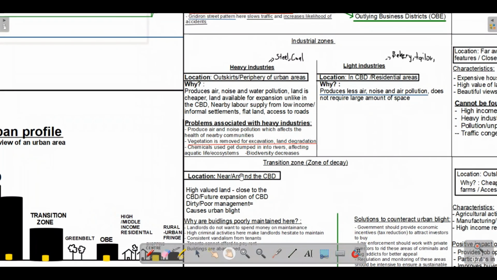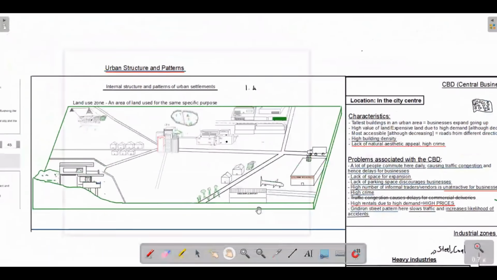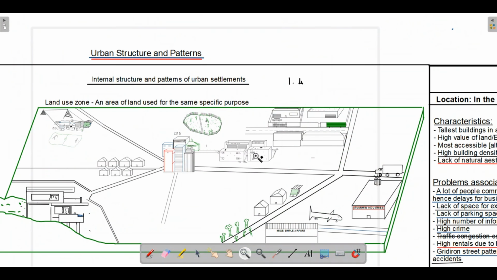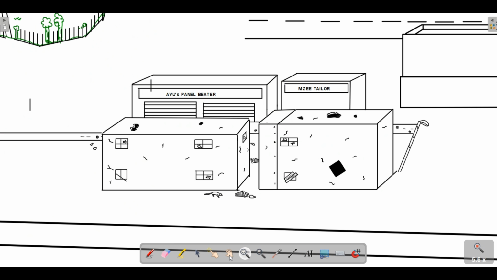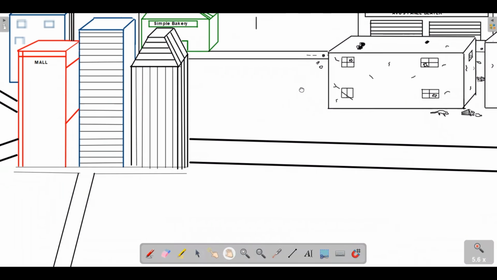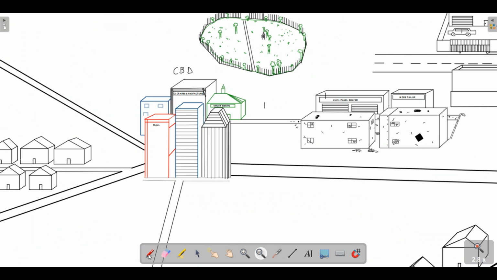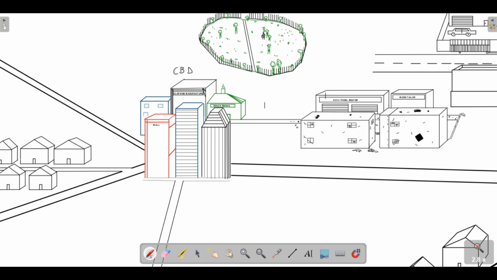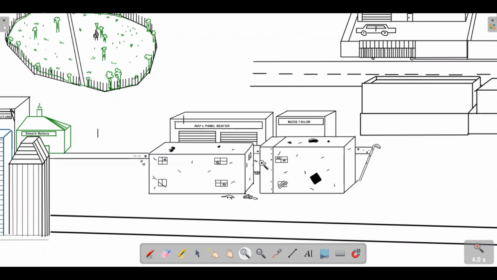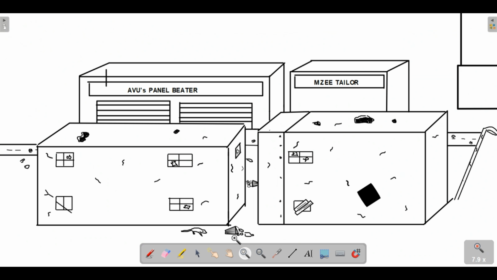Now, the transition zone is located near or around the CBD. Okay, so this is the transition zone. I've actually drawn it right next to the CBD. So it's close to the CBD. Okay, it could also be around the CBD, even though the CBD is expanding, guys, because the CBD is now expanding. They want to expand and expand and expand. They are sprawling, they are moving, they are growing. And so, of course, that will affect other land use zones, right? So this is the transition zone, guys.